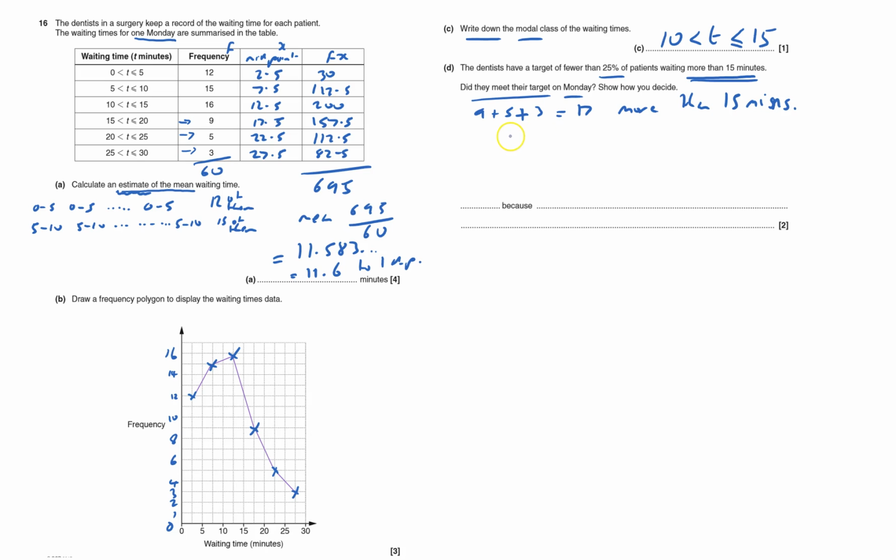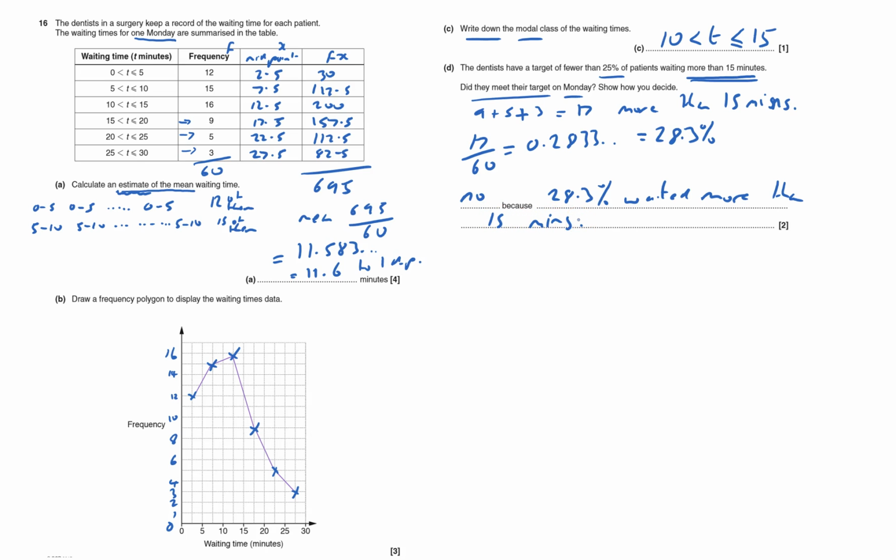And what is that as a percentage? Well, it's 17 out of 60. If I do that on a calculator, that's 0.2833, which equals 28.3%, times by 100% to change a fraction or decimal to a percentage. And therefore no, because 28.3% waited more than 15 minutes.